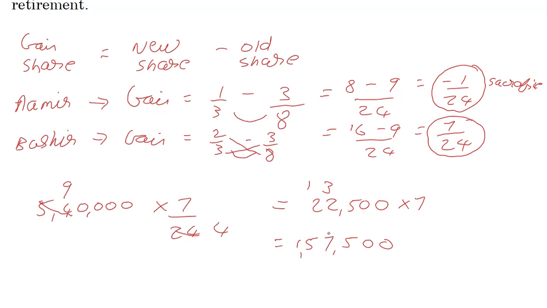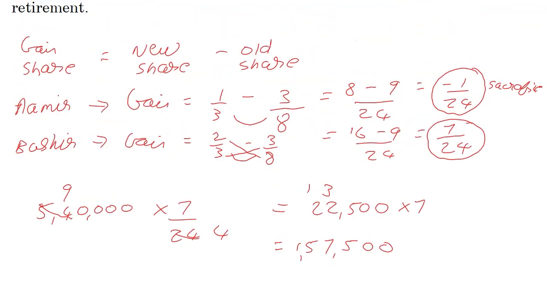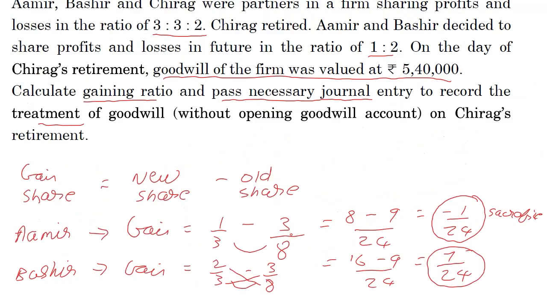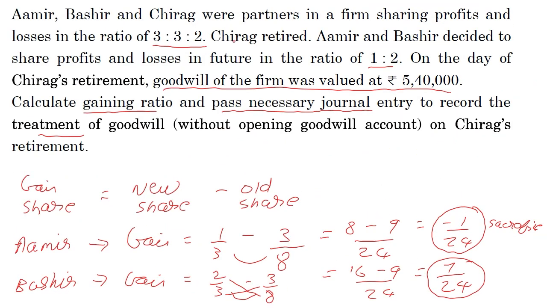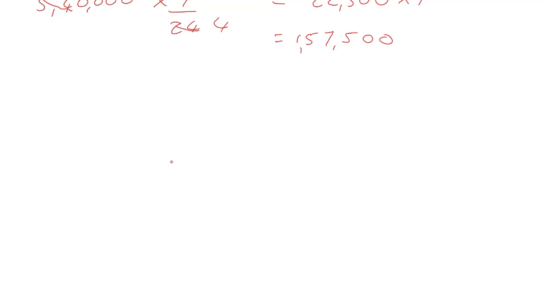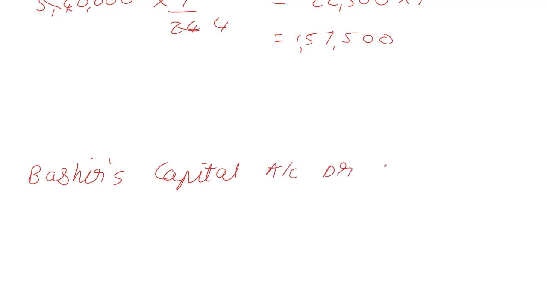This much is going to be debited to the gaining partner, Bashir. Let me write down the journal entry. Of course, you have to draw the full format, I'm not doing that. We debit the receiver, who's gaining. Bashir is gaining. Bashir's capital account debit for 1,57,500.